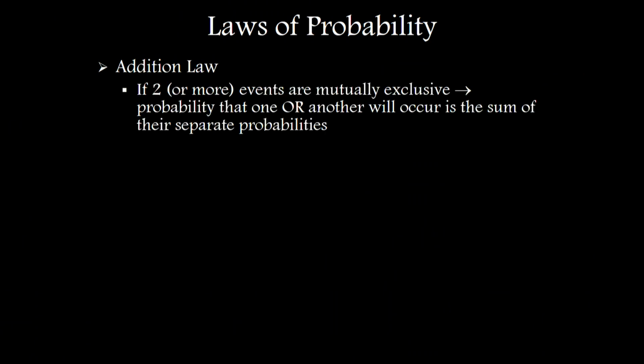The addition law is a little bit wordy, but it will make sense after I explain it. The addition law says that if two or more events are mutually exclusive, because mutual exclusivity is an assumption, then the probability that one or another will occur is the sum of their separate probabilities. That's wordy, but it all needs to be in there. So if two or more events are mutually exclusive, because that's one of our big assumptions, then the probability that one or another will occur is the sum of their separate probabilities.